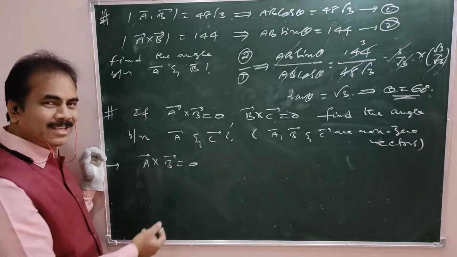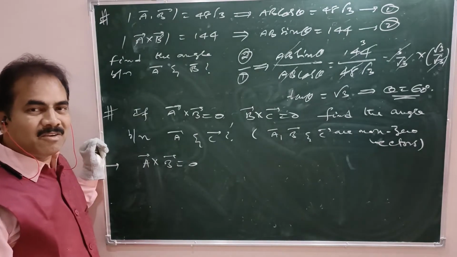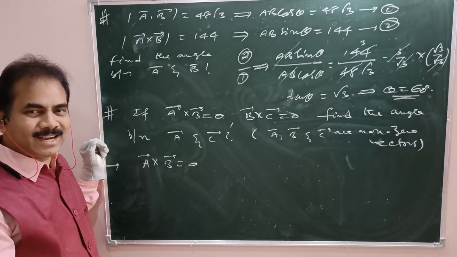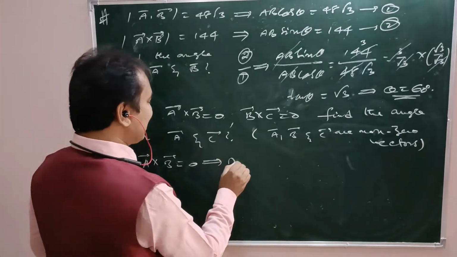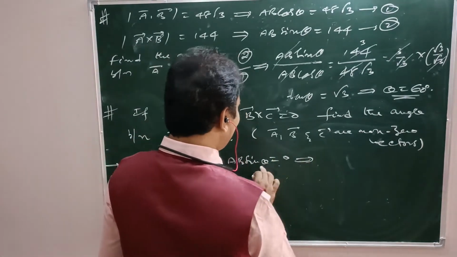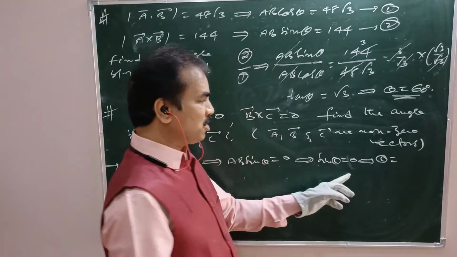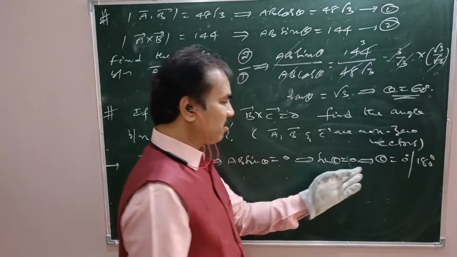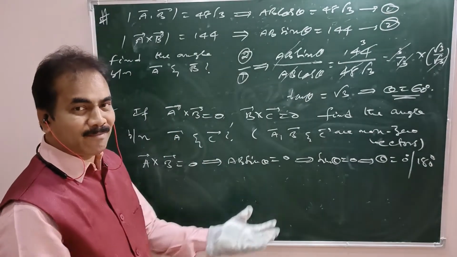See, A cross B 0 in the sense A bar and B bar either parallel to each other or anti-parallel to each other as per definition of cross product. What is the magnitude of cross product? AB sin theta. A bar cross B bar equal to 0 implies, take modulus, AB sin theta equal to 0 implies sin theta equal to 0 implies what about theta? Theta equal to 0 degrees or 180 degrees. Sin 0 is 0, sin 180 also 0, right? So A bar and B bar either parallel or anti-parallel to each other.